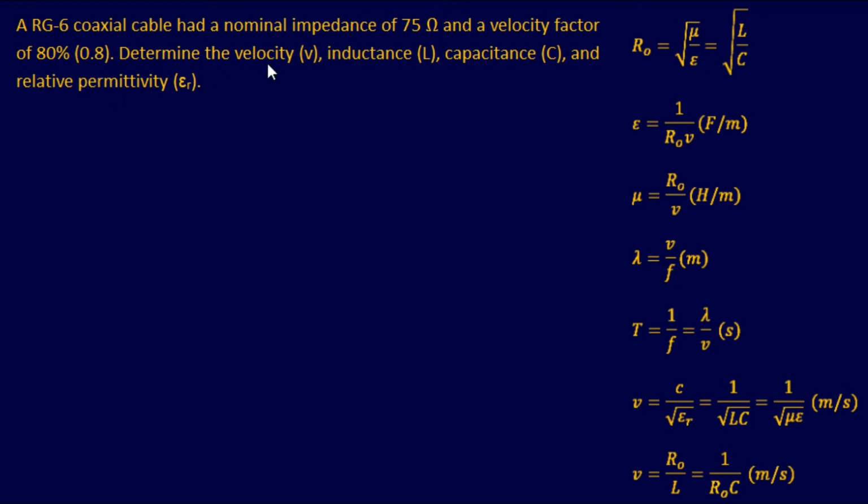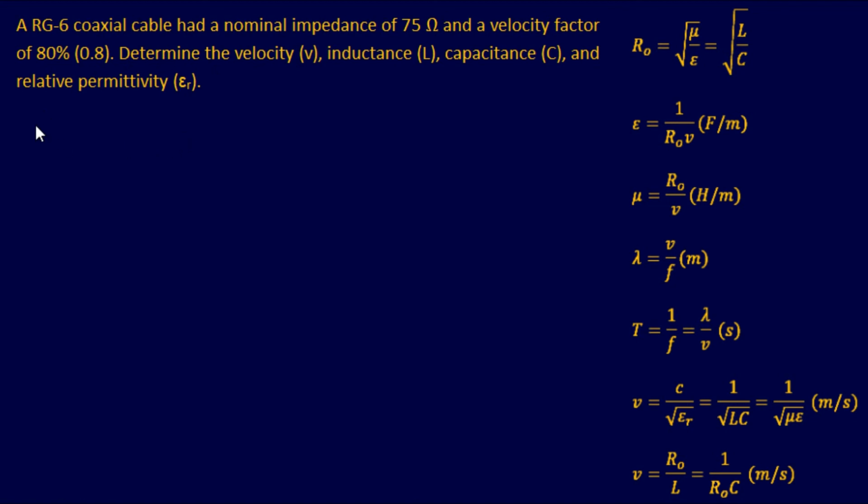Determine the velocity, the impedance, the capacitance, and the relative permittivity. This one's going to be a fun one. This one has some realism to it. The 80% or 0.8 velocity factor is a real factor. RG6 is a very popular coaxial cable. So in a sense, we have a real-life application here.